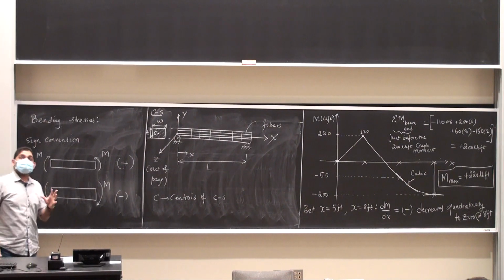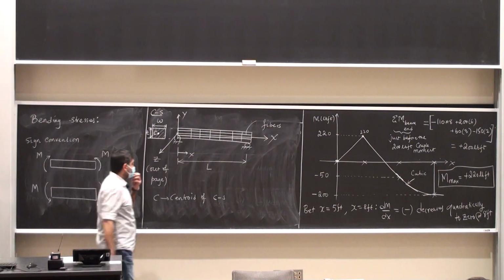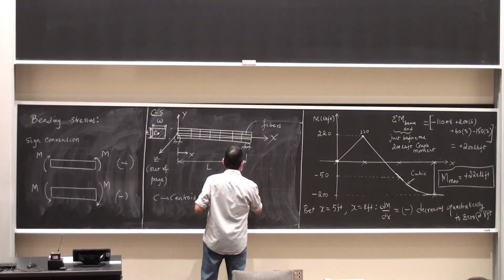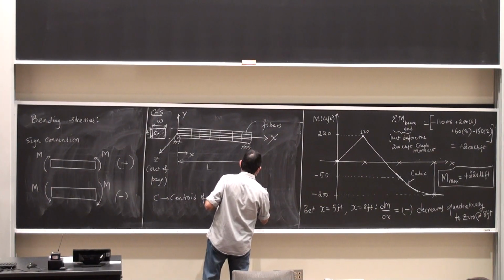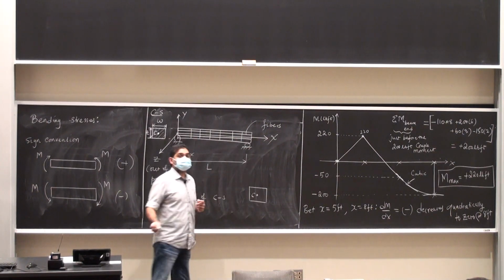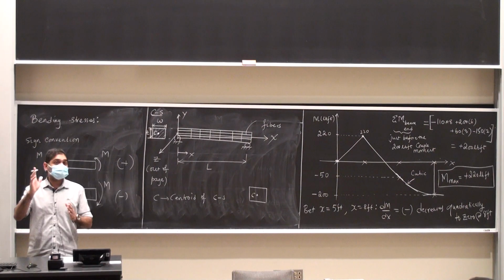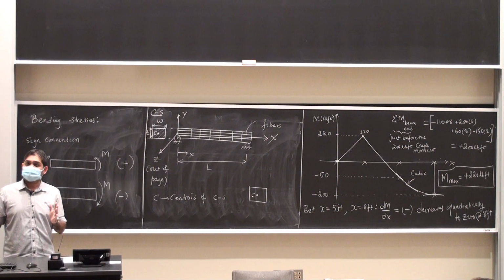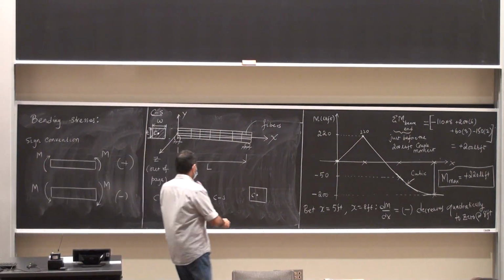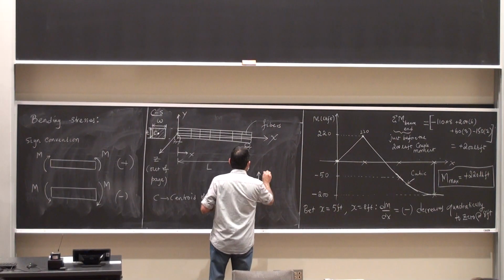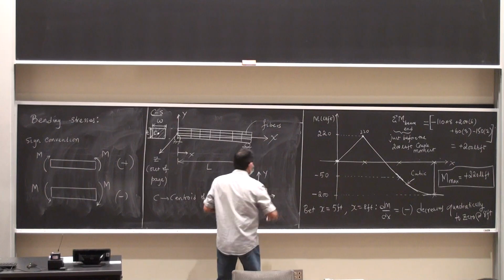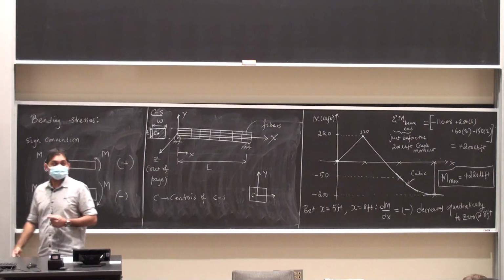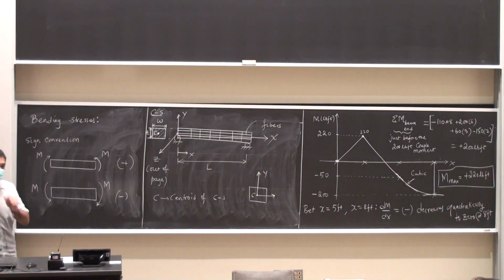If I draw the axes on the cross section, what are the axes going to be? Somebody help me out. Centroid of the cross section. What's the vertical axis going to be for the cross section? Is it the y-axis, x-axis, or the z-axis? The y-axis. What's the horizontal axis for the cross section? Beautiful, Z.